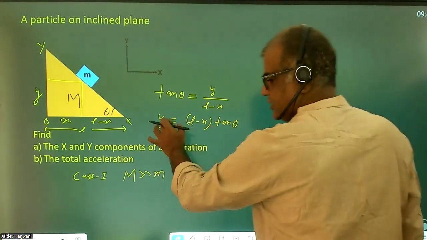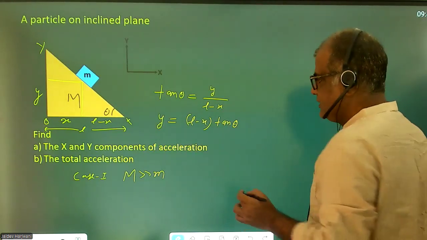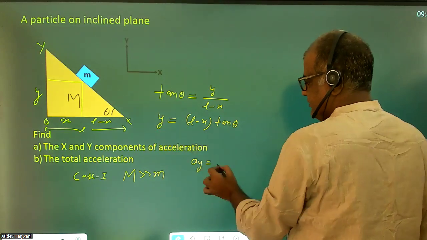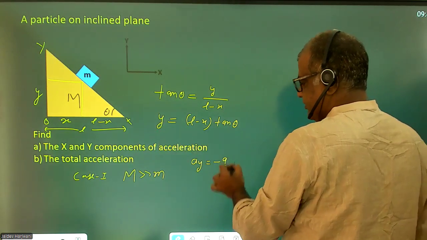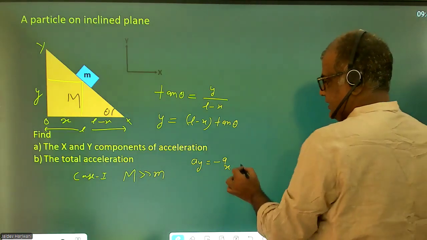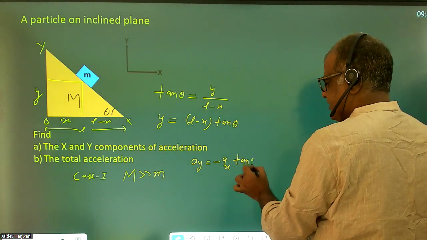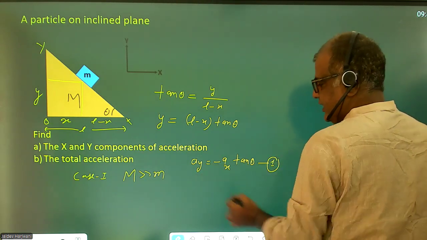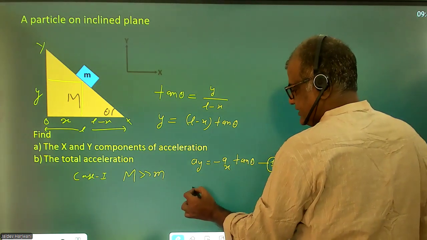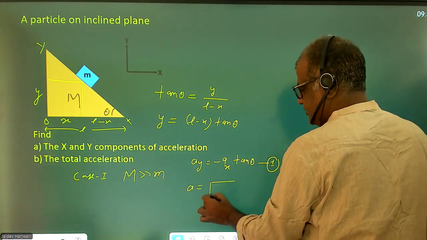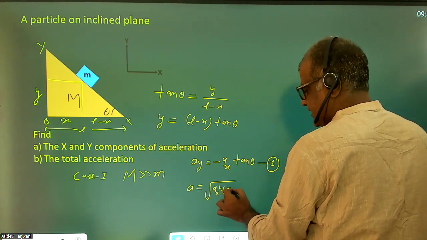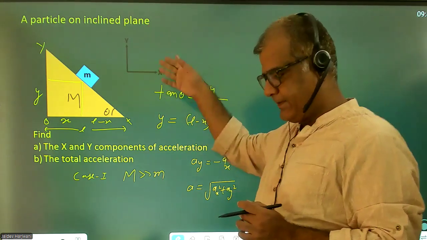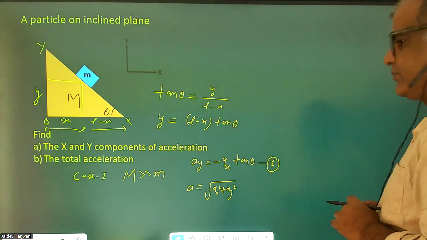If I differentiate this equation with respect to time twice, this will give me ay equal to minus ax, the component of the acceleration in the x direction, times tan theta. So this is the relation between ax and ay. This is equation number one. Once I know ax and ay, I can find the acceleration a, which is equal to the square root of ax squared plus ay squared. I have taken the directions x and y here. Okay.